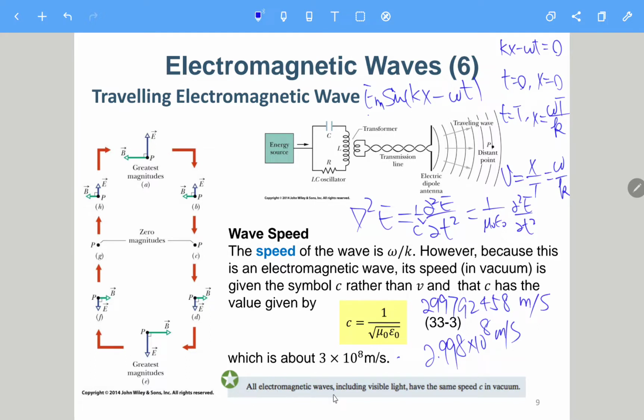Okay, so all EM waves, including the visible light, have the same speed c in the vacuum. Okay, maybe let's stop here today.